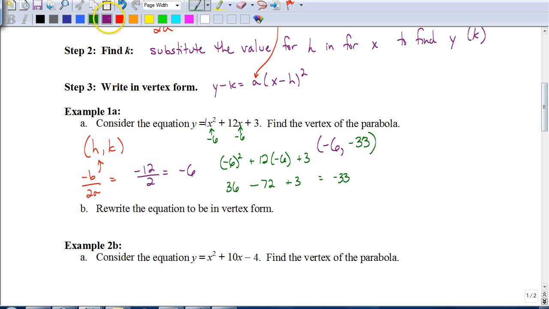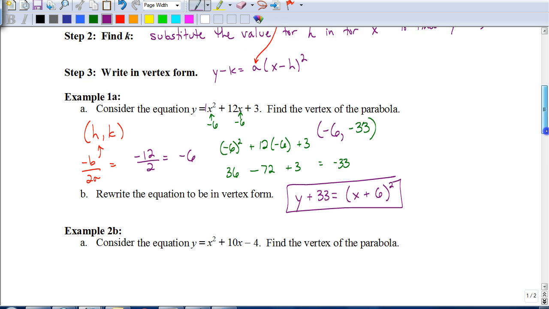So to write this in vertex form, it's going to be y minus the k, so k is negative 33, so it'll be y plus 33, equals our a. A is 1, so you can put a 1 outside of parentheses if you want, but you don't need to. And then it's going to be x minus negative 6, which becomes x plus 6, and don't forget the square. So there's the vertex form of the parabola.